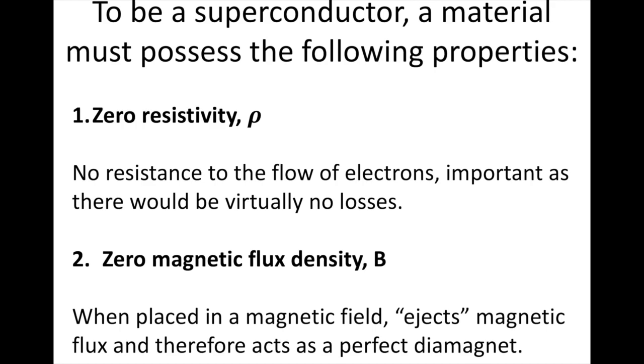The first is zero resistivity. That means there's no resistance to the flow of electrons, and so there is virtually no losses in current, electrical current. So that's obviously important for electronics. The second is that it's going to have zero magnetic flux density, and that variable we call B.